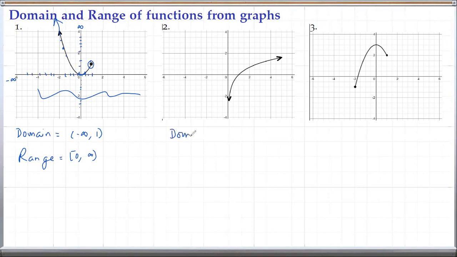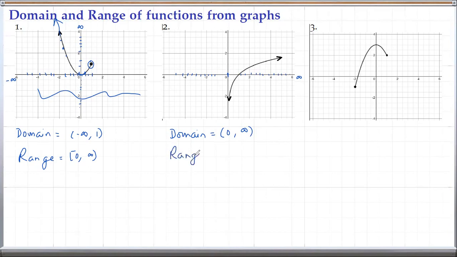Okay. Now for the second one, again, domain is all possible X values. So it looks like in this case, these X values are not taken by the graph. So we didn't include those. It looks like it's starting from 0, but 0 is not included. Since the graph never touches the Y-axis, this X value is not included in the graph. So the domain will be 0 to infinity. Infinity is somewhere over here. So all these X values make the domain.